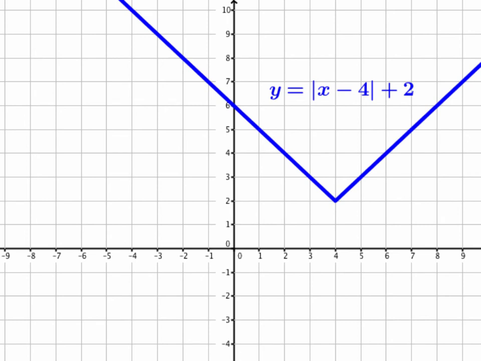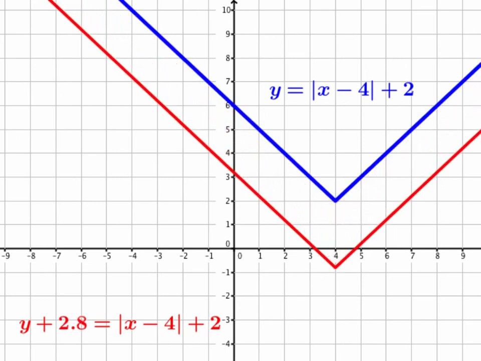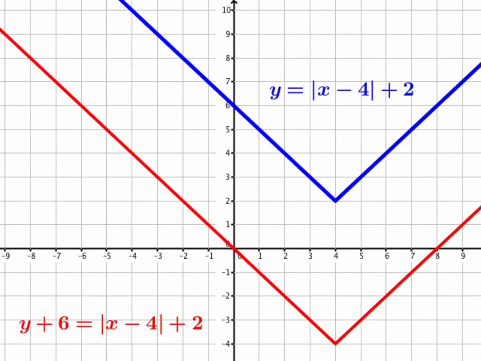Alright, here's another example. Here in blue we've got the graph of y equals the absolute value of x minus 4 plus 2. But now if we want to graph y plus 6 equals the absolute value of x minus 4 plus 2, replacing the y with the y plus 6, not surprisingly, will have the effect of shifting our graph down exactly 6 units.